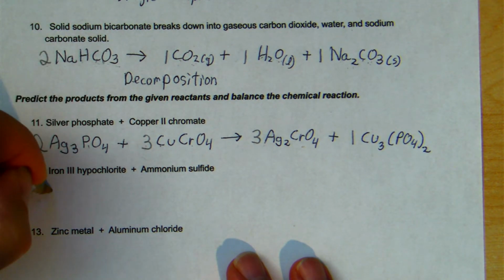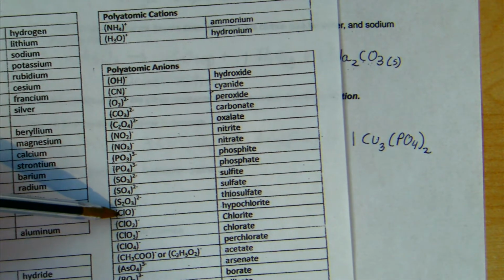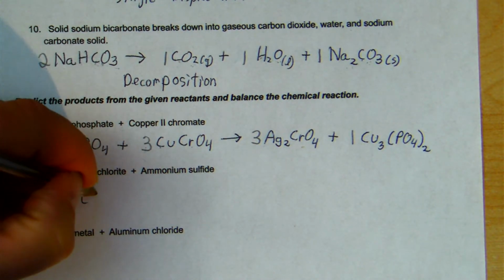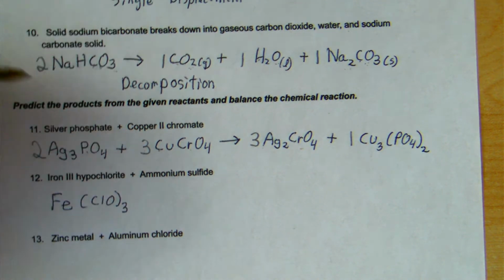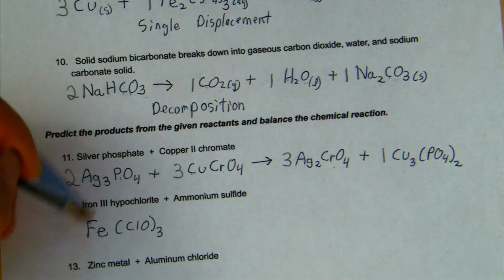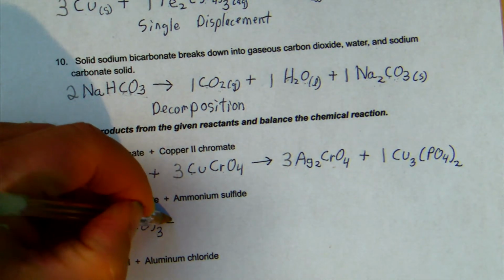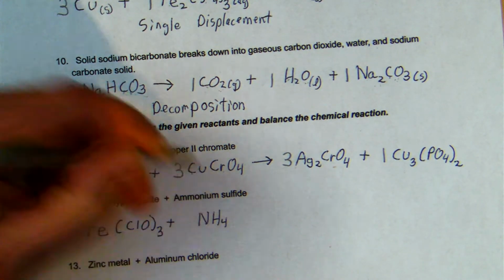So iron, being Fe with a 3 plus charge by the Roman numerals, combines with hypochlorite. Hypochlorite is ClO with a 1 minus charge. I'm going to need 3 of those in this situation. So open parentheses, ClO, close parentheses, subscript 3, so that I have 3 minus 1 charges to balance my 1 plus 3 charge. Combines with ammonium, which is always a 1 plus charge. NH4 is a 1 plus charge.